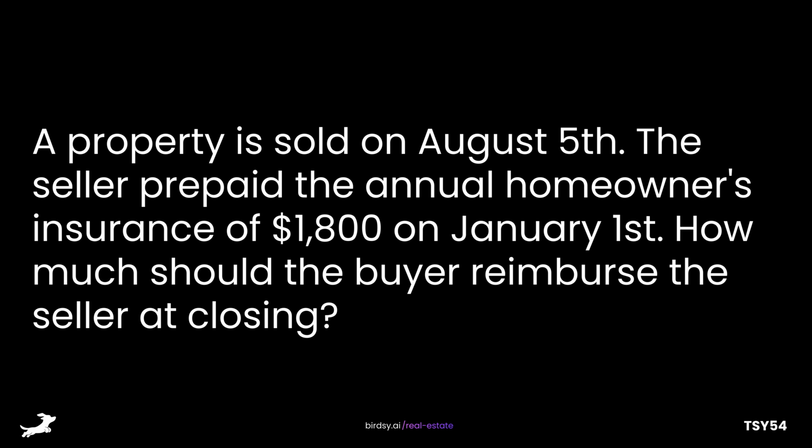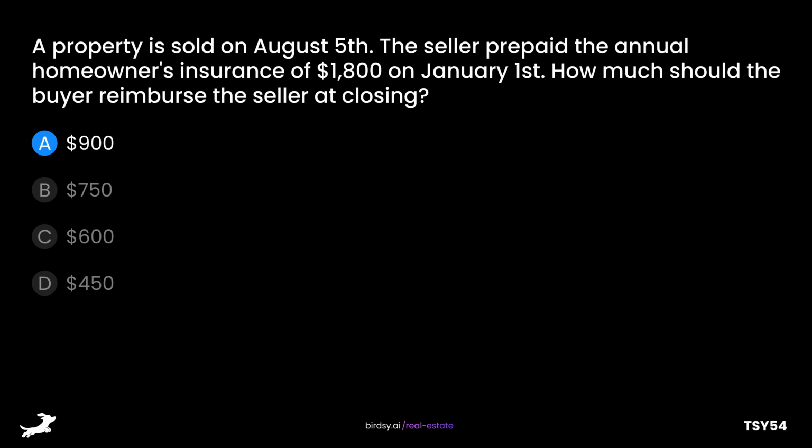A property is sold on August 5th. The seller prepaid the annual homeowner's insurance of $1,800 on January 1st. How much should the buyer reimburse the seller at closing? Is it A, $900, B, $750, C, $600, or D, $450?